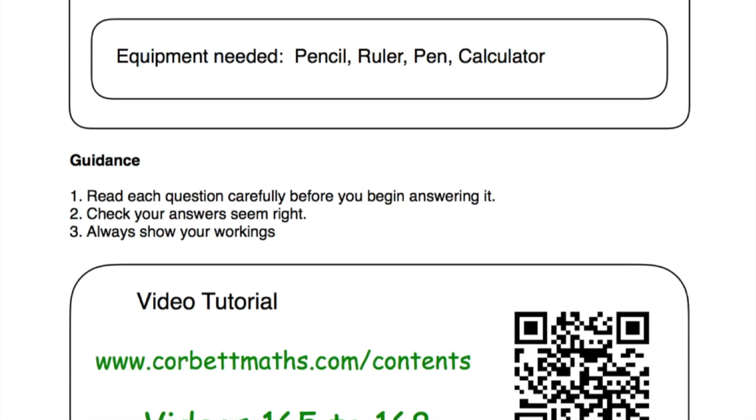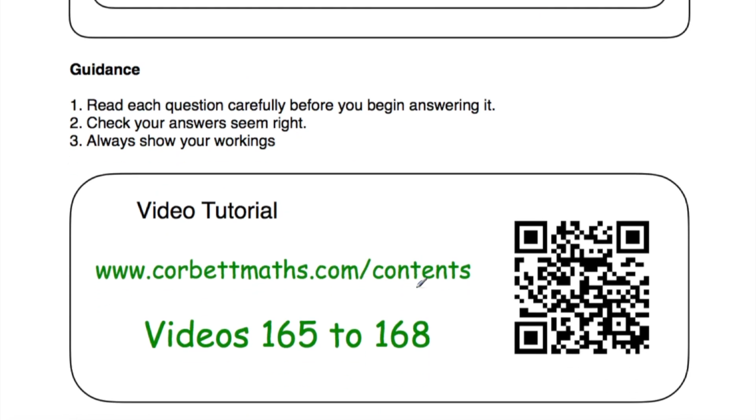If you need any extra help on Scattergraphs, you can go to Corbettmaths.com/contents and scroll down to video numbers 165 to 168. There's various videos there on Scattergraphs that might help you.